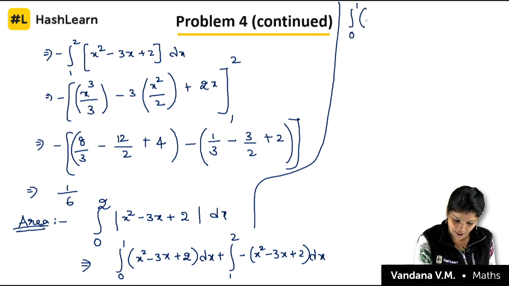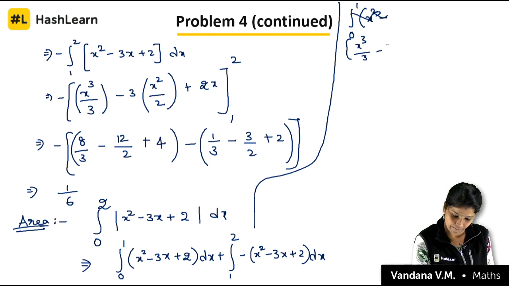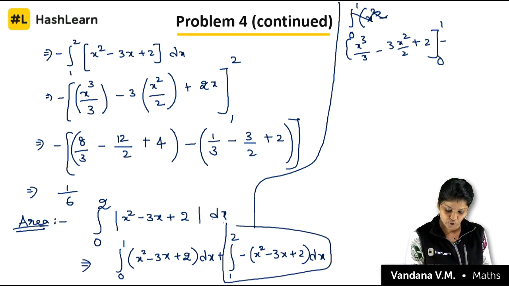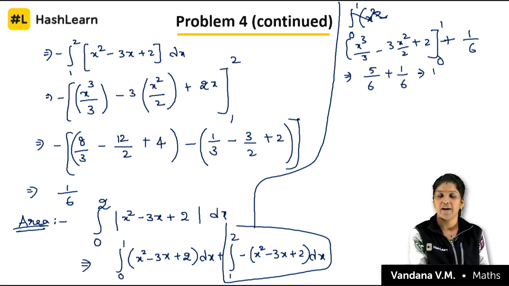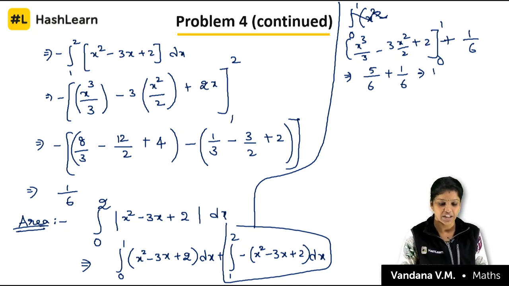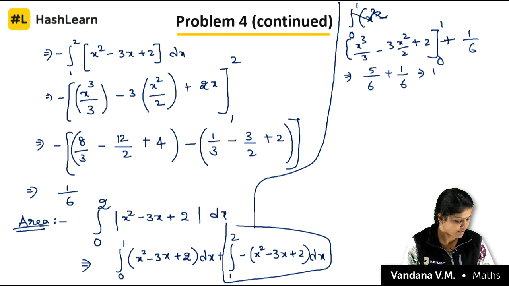Integral 0 to 1 x square, I wrote right. So, if you integrate it, x cube by 3 minus 3x square by 2 plus 2, the limits are 0 to 1, minus, we already did this, we know the area, plus 1 by 6. If you do this, you will get 5 by 6 here, you will get 1 by 6, totally it is 1 square unit. Clear, right? Yes. So, if you have any doubts, please let me know, because nobody is sending messages. Yes, let us do the next question.